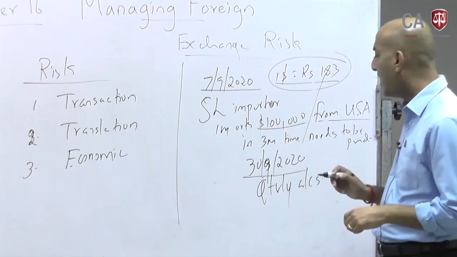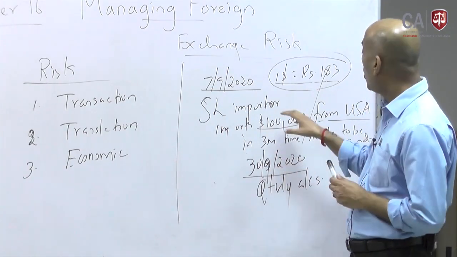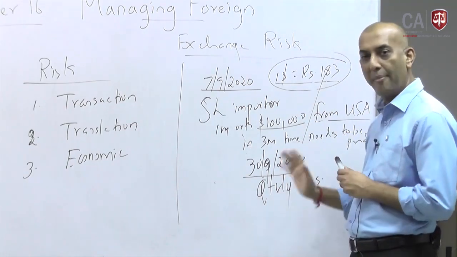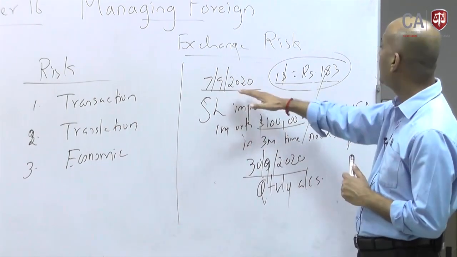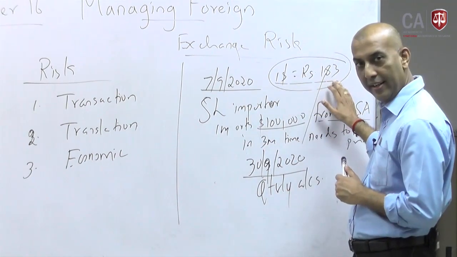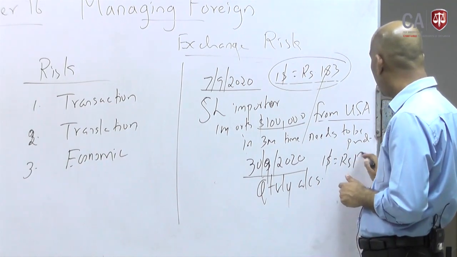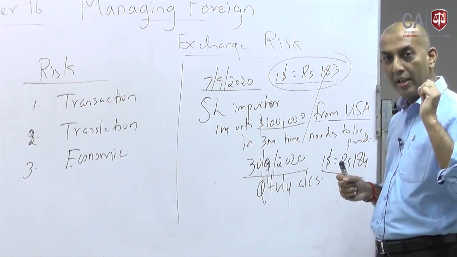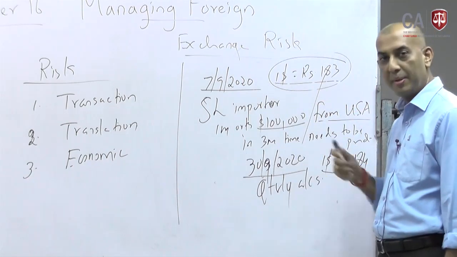Since you are going to prepare quarterly financials, you have a liability to your US supplier on 30th September. How much? $100,000, in dollar terms. You purchased on 7th of September, your $1 is 183. On 30th September, your $1 is say 184. What had happened? Your dollar has been depreciating by 1 rupee between 7th of September and 30th September.